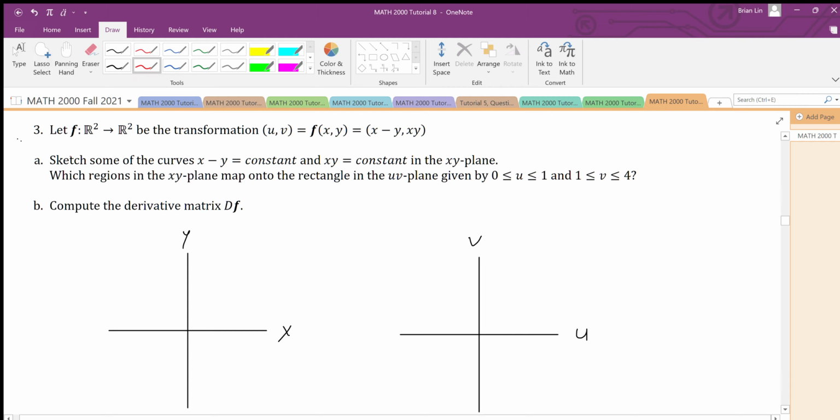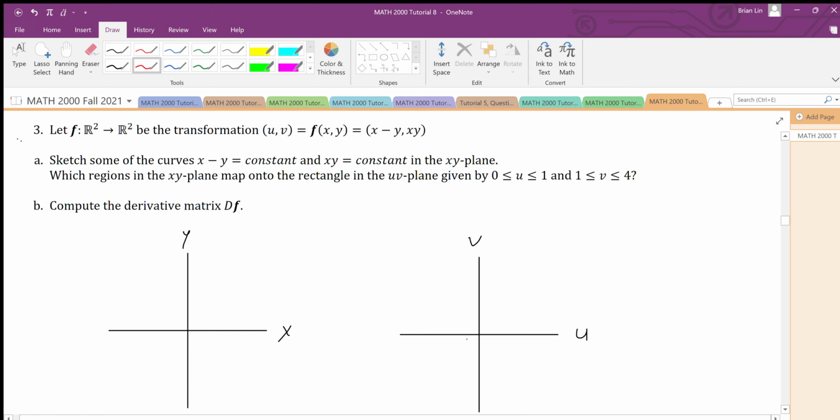Question 3. Let f be a transformation from R2 to R2, described as you can see there. Question 3a. Sketch some curves x minus y equals constant and x times y equals constant in the xy plane. Which region in the xy plane corresponds to the rectangle in the uv plane given by u going from 0 to 1 and v going from 1 to 4?